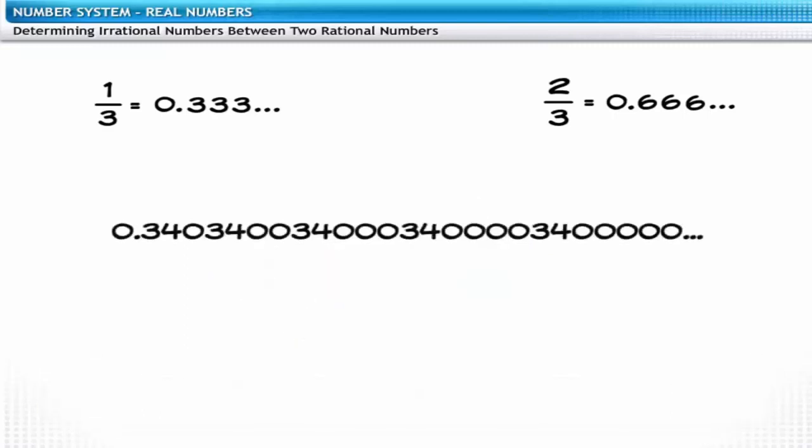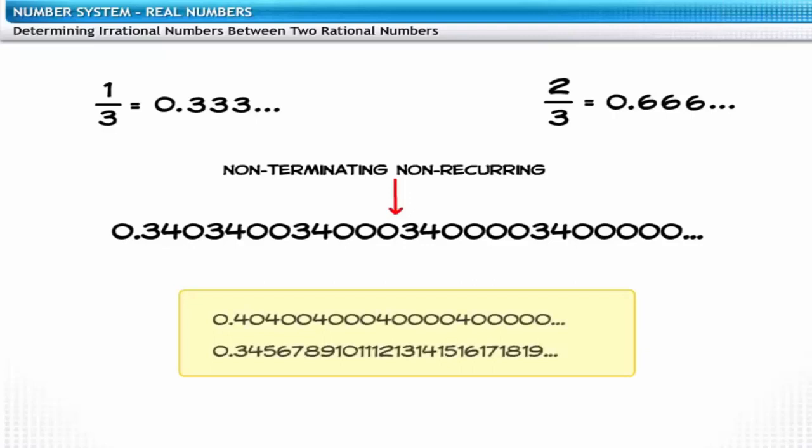We can find a number of this pattern. Here, we have put increasing number of zeros between two consecutive 34s. This number is non-terminating and non-recurring. Similarly, we can find many such numbers.